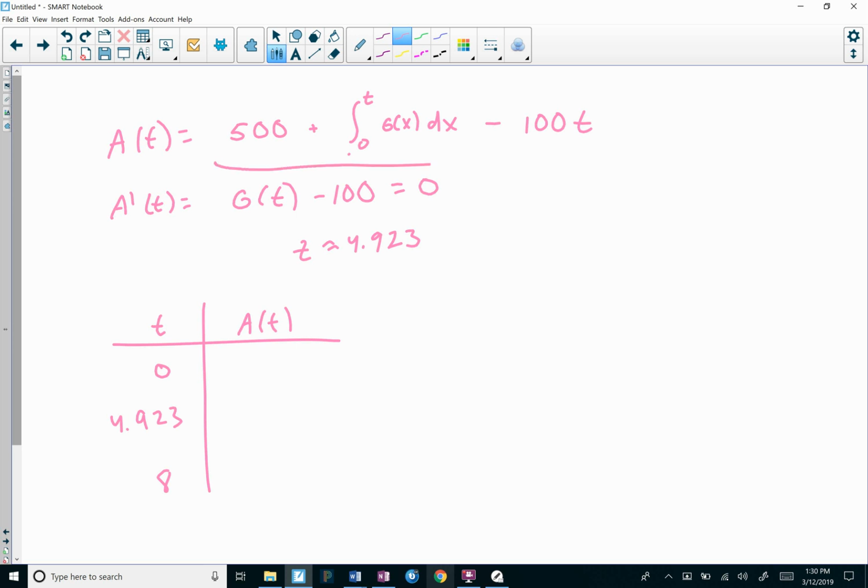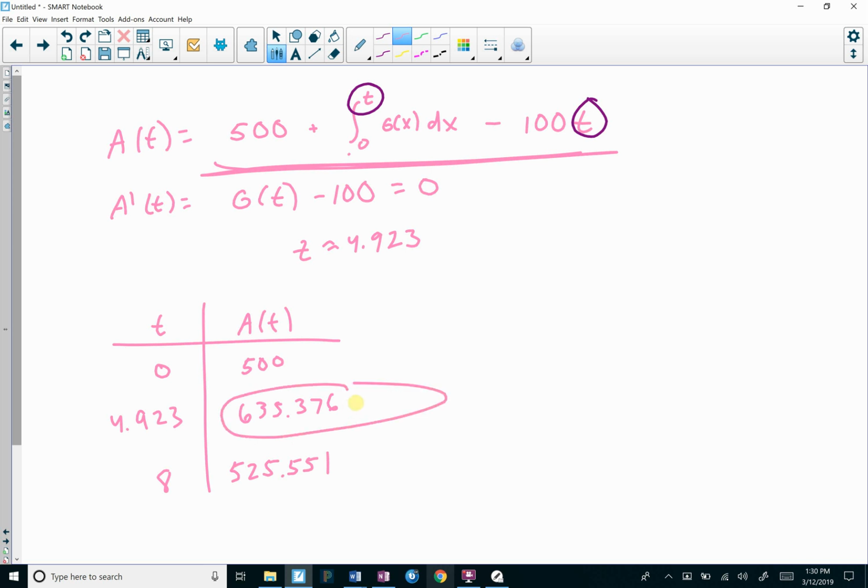So I'm going to use this. This is very key. That's why I wrote it. So if I plug in 0, I don't really need to actually plug it in. I know it starts at 500 tons. Tells me that in the problem. Plug in 4.923. Now when you plug in, remember you're plugging in for T, not X. So when I plug that in, I get 635.376. Plug in 8 for T, I get 525.551. Now it says, what is the maximum amount? So right here, I'm going to give it units though, tons. 3 points, but if you didn't check your endpoints, you didn't get credit for all that.